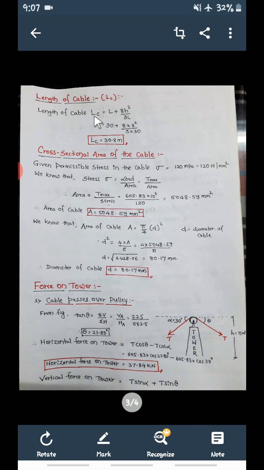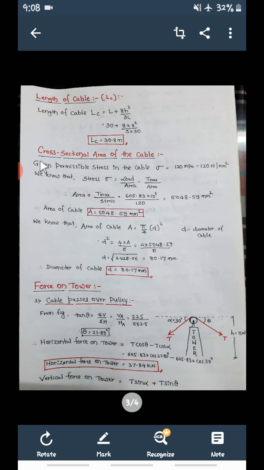Length of cable LC is equal to capital L, that is the horizontal span, plus 8h square divided by 3L. So L is the span, 30 meter: 30 plus 8 times the dip 3 squared, divided by 3 times L, again the span. So from this, the length of the cable is equal to 30.8 meter. Okay, 30.8 meter. This is another quantity.